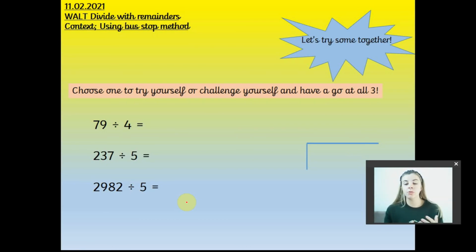Okay, I am going to go through them, so if you're lacking confidence with this, just pause me and write out your bus stop method. Start with 79 divided by 4, and we can do it alongside each other. I always say this, it really helps if you do this alongside me, so you're actually seeing how it works instead of just watching me.